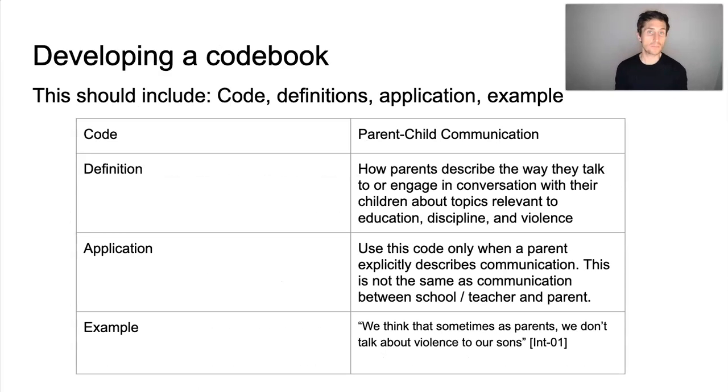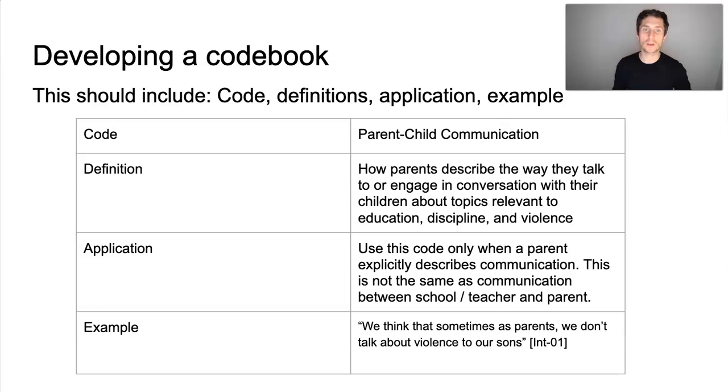Regardless of the approach we take, whether it's deductive or inductive, a codebook is the documentation that really shapes and guides and creates internal validity for the study that we're doing. And so a codebook, I think of as having at least 4 characteristics. That is, you have a code, a definition, an application, and an example. So for our code, we might have something general, like the code that is going to be internalized, externalized. For the sake of the example here, we'll say parent-child communication.